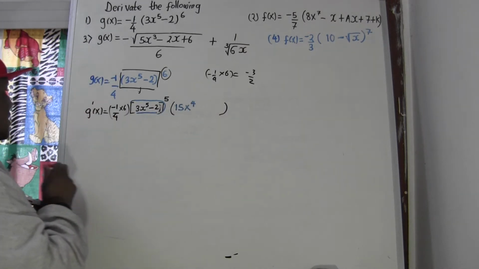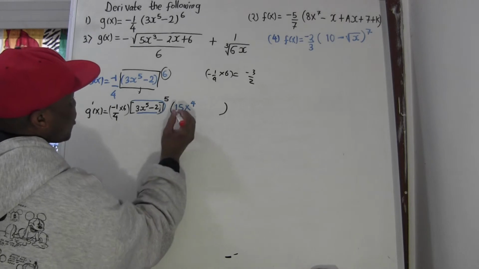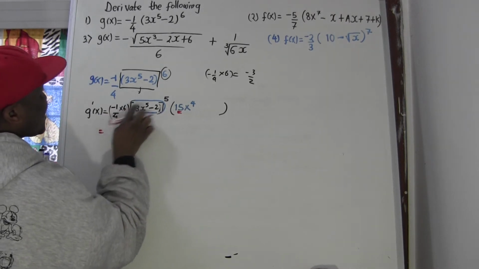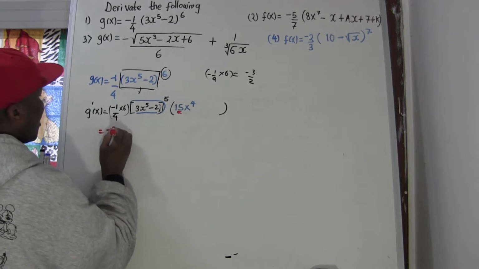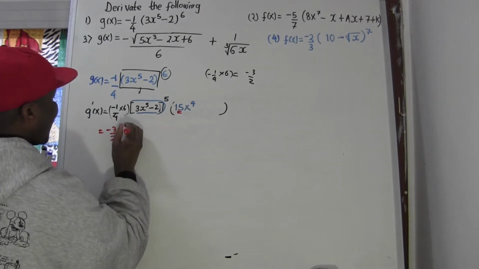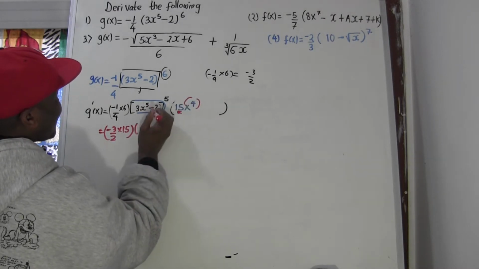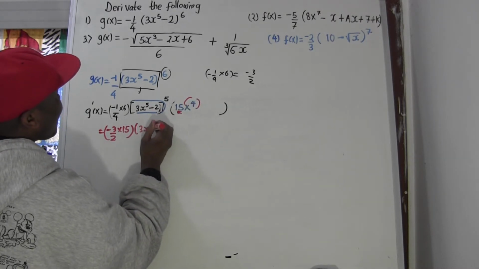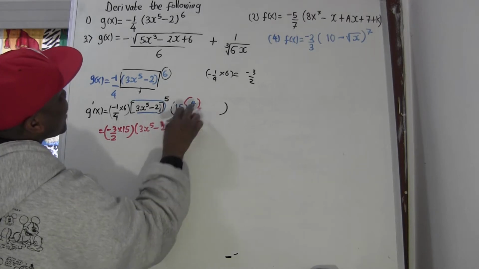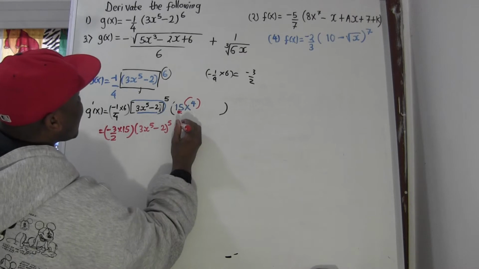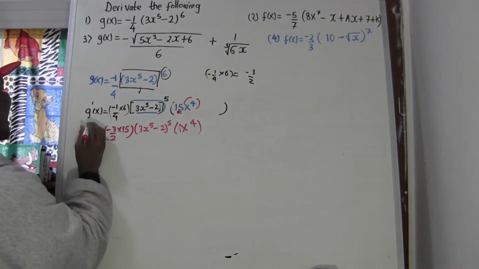Since this is my final answer, I can just take this, which is like a pure number. So I'll take 15 times everything in here. Negative 1 over 4 times 6 equals negative 3 over 2. I'm going to multiply this by 15. And then I'll write the rest, which is (3x^5 - 2)^5. And this is going to be only x^4, because the 15 went to the front. So this is g prime.